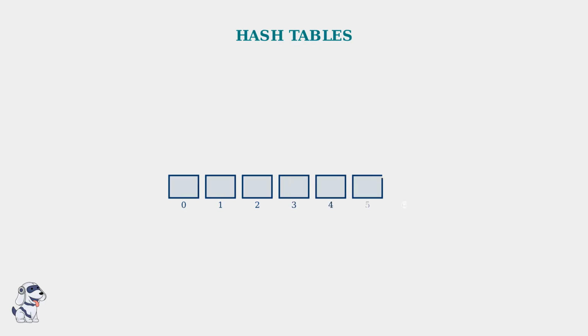Now let's clear this and move to hash tables, which provide a completely different approach to data organization. Hash tables implement associative arrays, allowing us to store key-value pairs and retrieve values using their associated keys in constant average time. A hash table uses a hash function to compute an index into an array of buckets or slots, from which the desired value can be found.